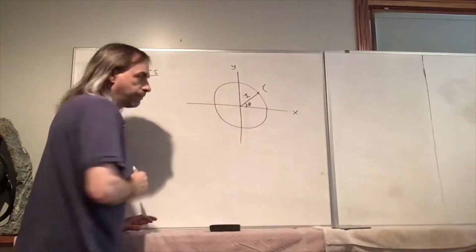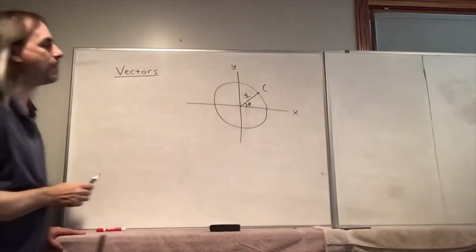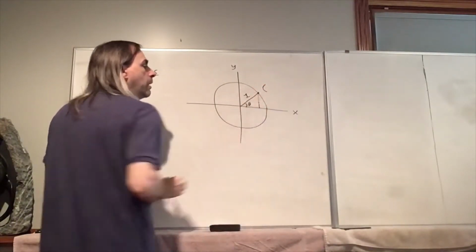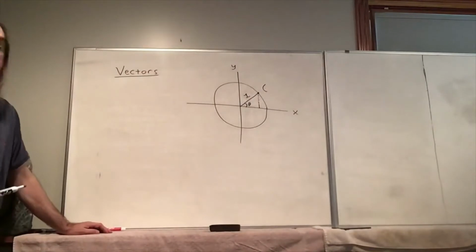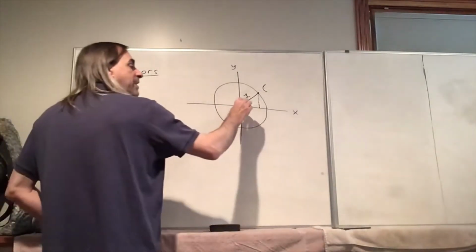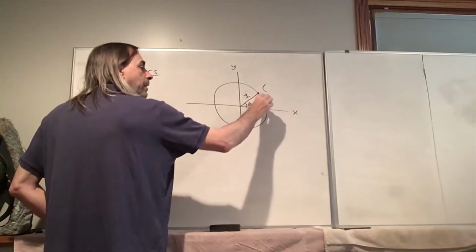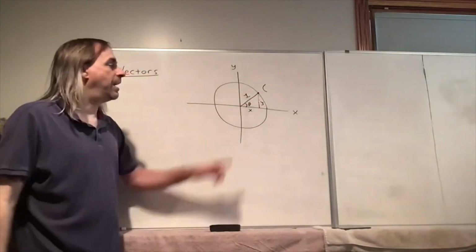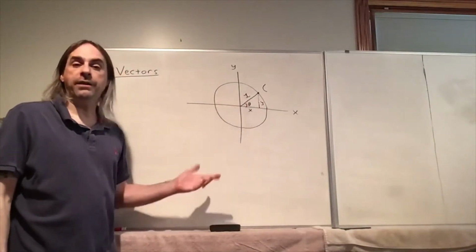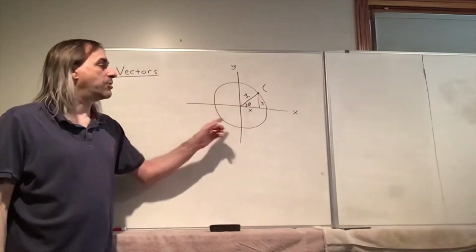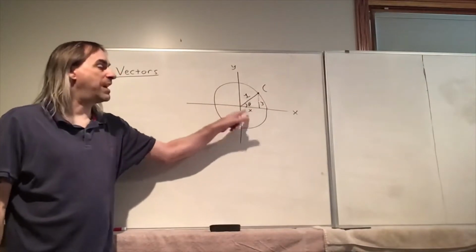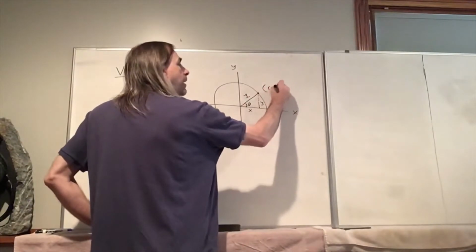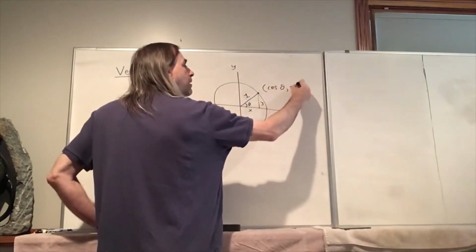But what we can do is drop a vertical line here. And now we have a right triangle, where this side is x and this side is y. So remember, based on this right triangle, sine of theta is y over r. But if it's a unit circle, r is 1. So sine of theta is just y, and cosine of theta is just x. So the coordinates of this point are cosine theta and sine of theta.